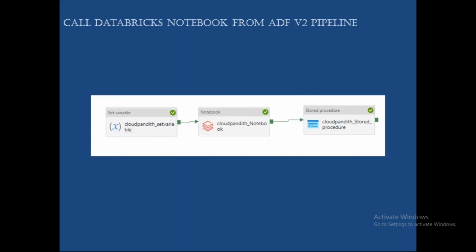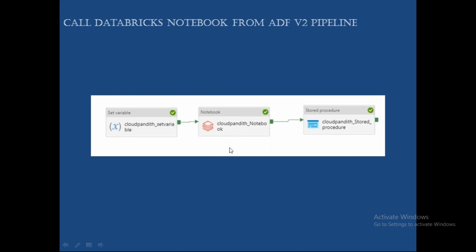Okay, fine. Next, call Databricks notebook from ADF v2 pipeline. So how to call Databricks notebook from ADF v2 pipeline? First, try to understand what my Azure Data Factory pipeline will look like. First I'm going to use the activity called set variable activity. It is going to set the date for which I want to process the data.